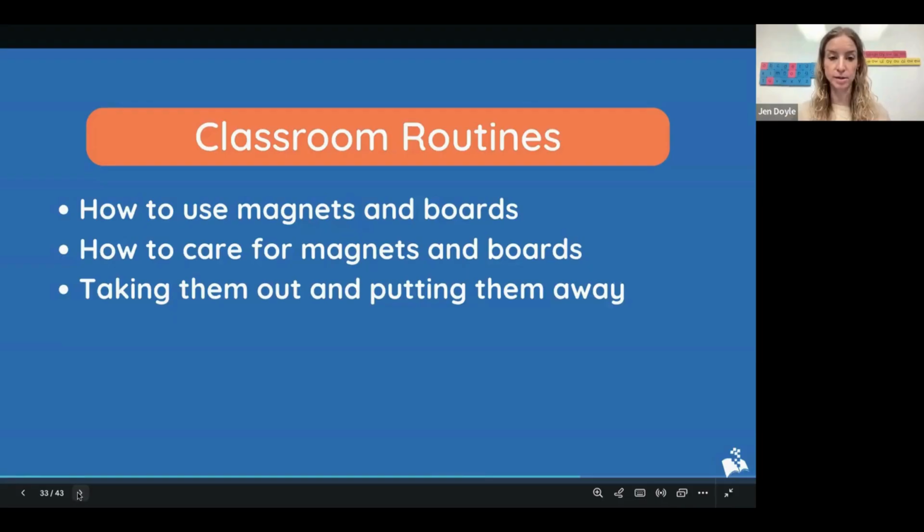Just like any other material in the classroom, students are learning how to care for the magnets and boards. Those are the things you want to consider, because when you have these routines really down and well structured, and expectations are clear, it's going to make learning so much smoother and easier for students, so you can focus on the teaching and not the routine.